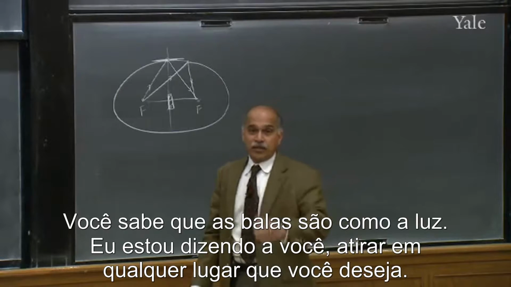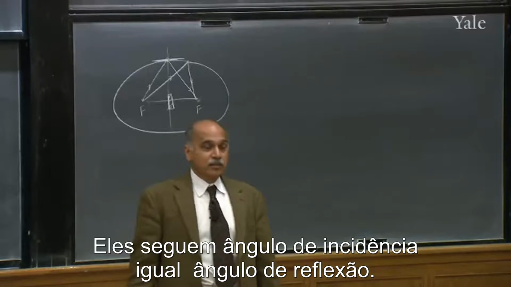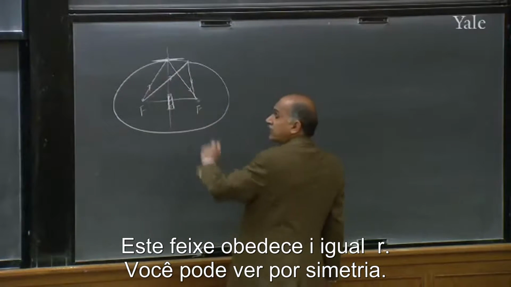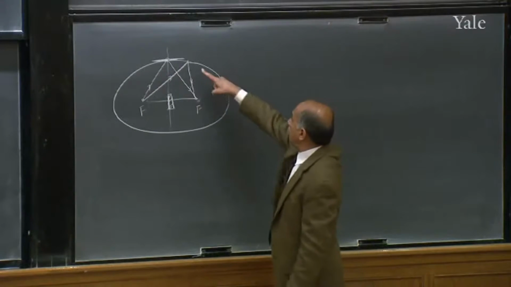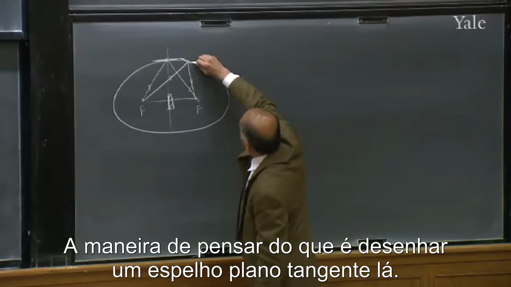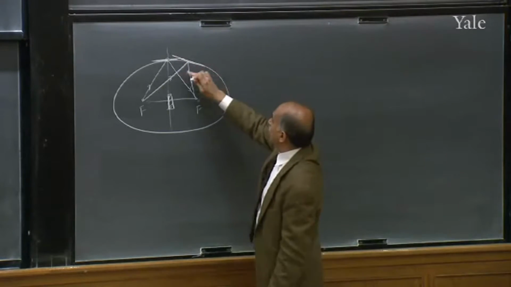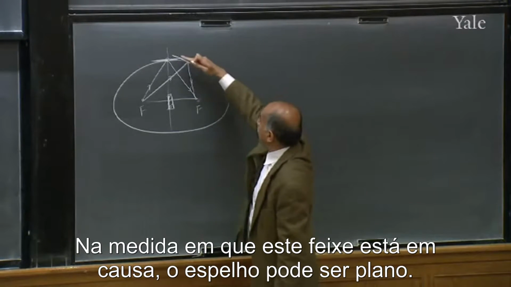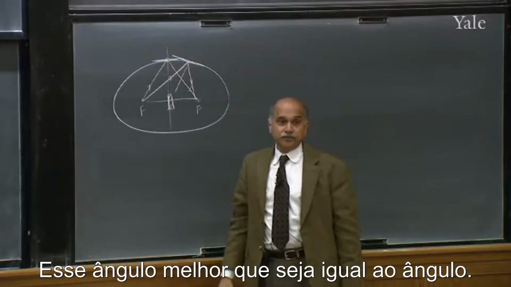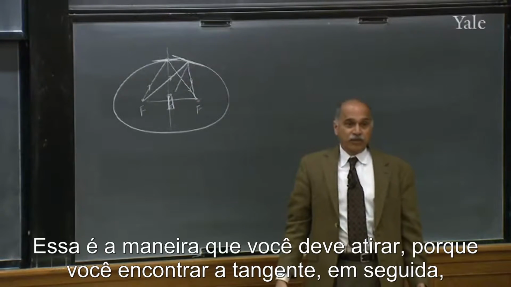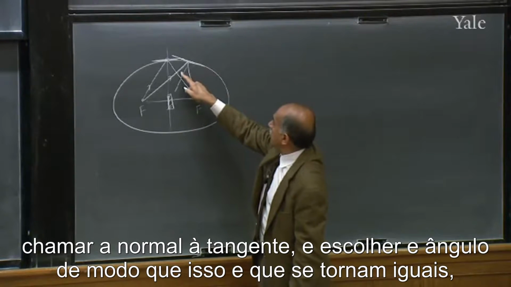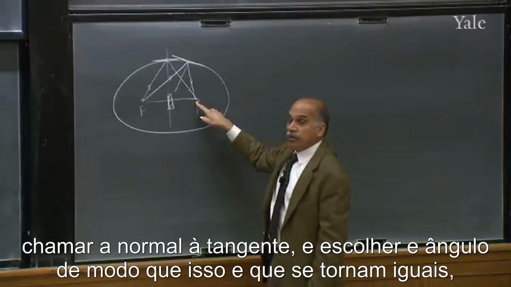Now you know that bullets are like light. They follow angle of incidence equals angle of reflection. This beam obeys I equal to R. You can see by symmetry. How about this one I shot at some random angle? The way to think of that is to draw a tangential plane mirror there. As far as this beam is concerned, the mirror could be flat. It doesn't know it's curving away. That angle better be equal to that angle. That's the way you should fire it. You should find the tangent, then draw the normal to the tangent, and choose an angle so that that and that become equal, and the bullet ends up here.